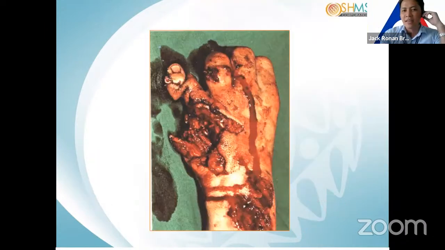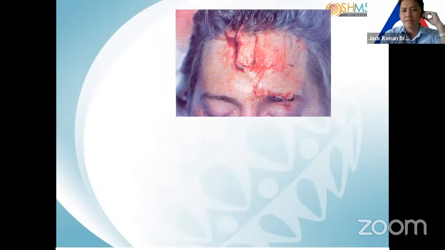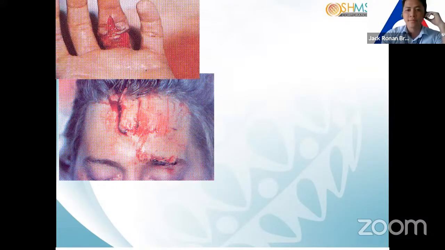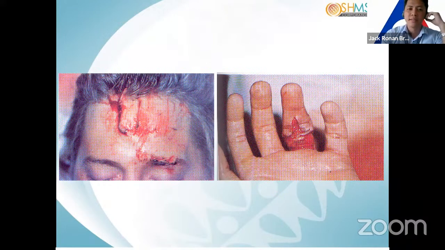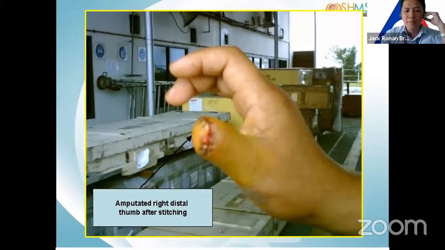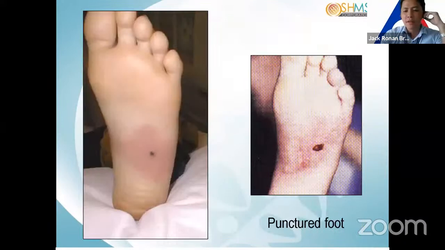Okay? So we have this one, again caught by the machine. This one, an object that fell on the head. Okay, this is common in construction sites, where bricks or metals fall from a higher level and hit a person's head. This one, cuts. And this one, amputated right distal thumb after stitching. So as you can imagine, he could no longer work in some of the functions of the company, given that he lost his thumb.